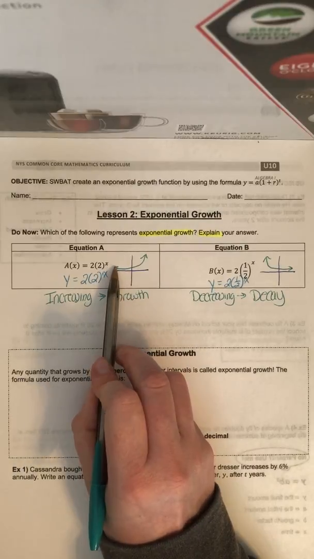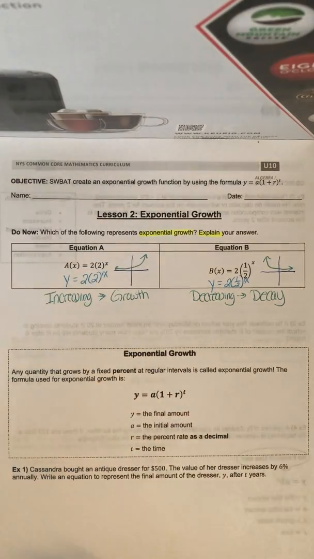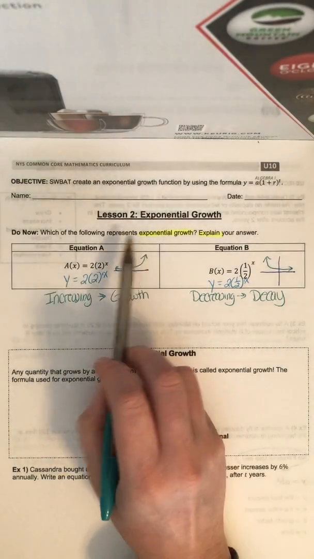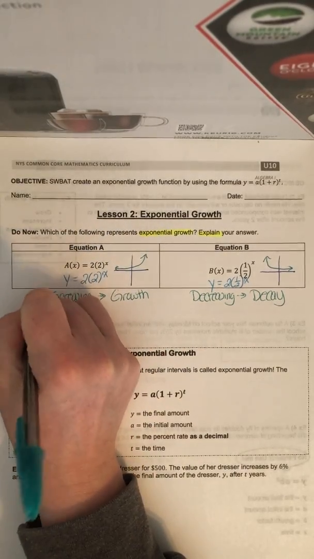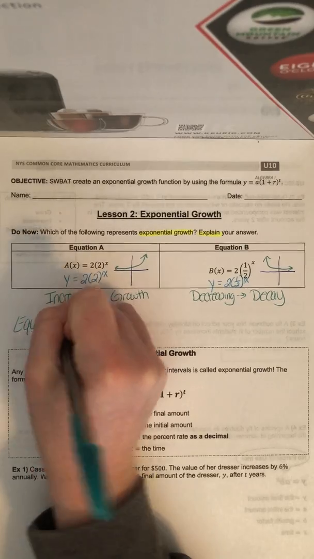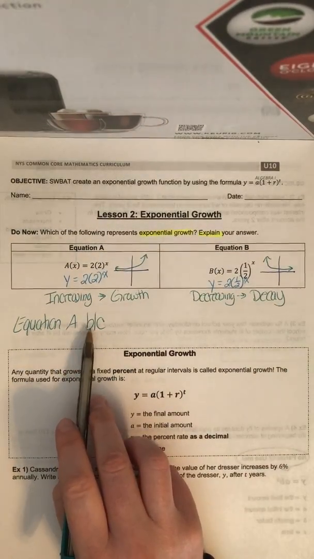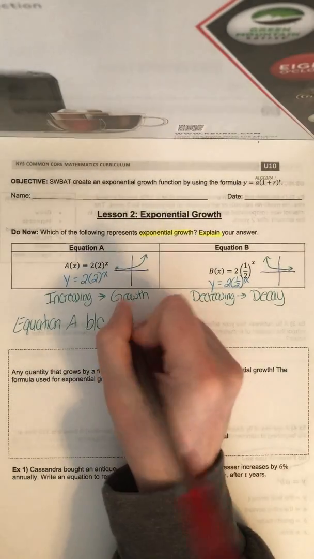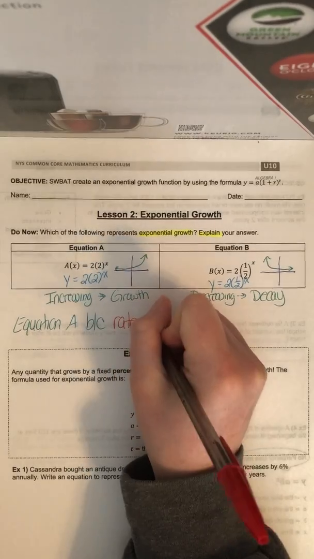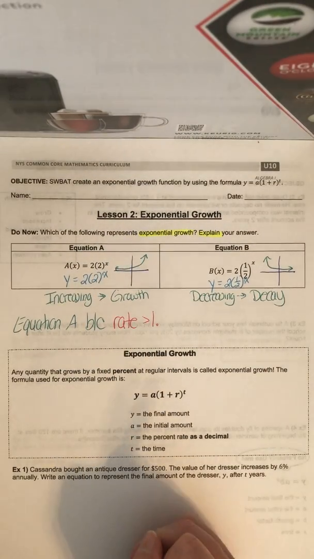So because this equation in A is increasing, I know this is exponential growth. I'm going higher and higher and higher at a very fast rate. So now if I answer the question, which of the following shows exponential growth? It's going to be equation A. And then it says I have to explain. So I know it's equation A because of a really important vocab word. It's because the rate is greater than 1. And I'm going to show you what that means in a minute.